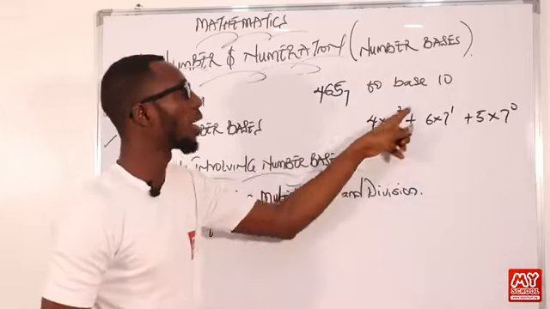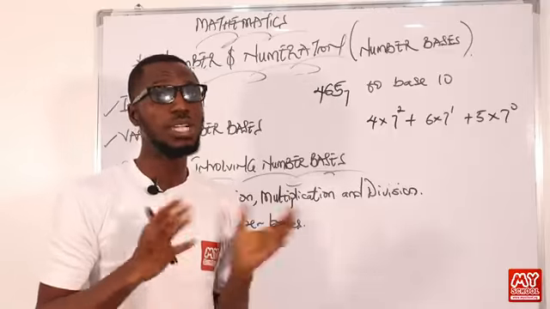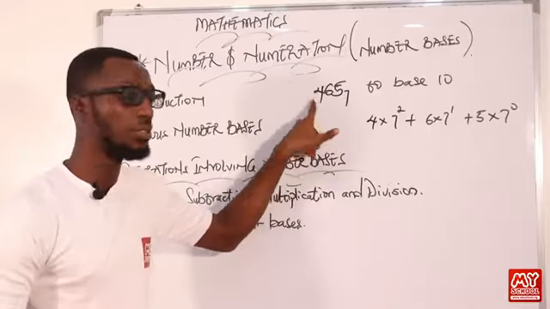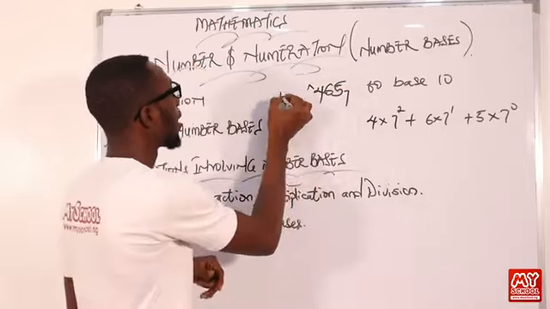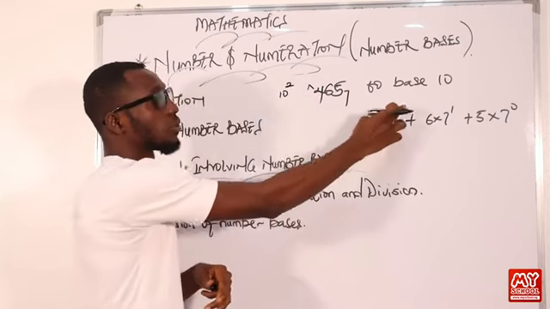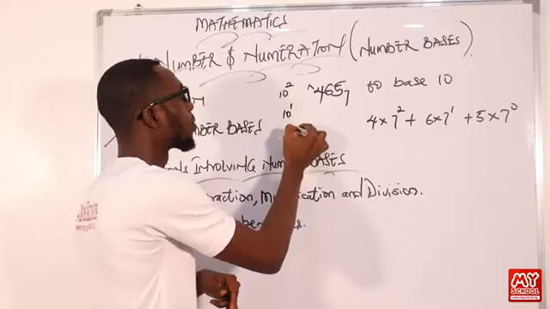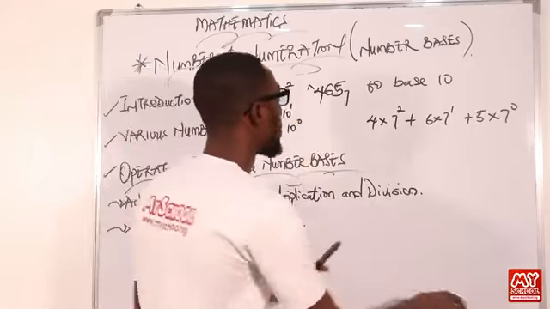I know you may wonder how we have all these powers. It's just very easy. Just introduce your knowledge of place values. This is units, tens, and hundred. So remember that this is 100. 100 means 10 raised to power 2, isn't it? That is the 2 we have here. Tens means 10 raised to power 1, then units 10 raised to power 0. Very easy, right?